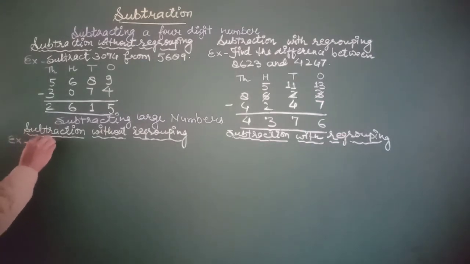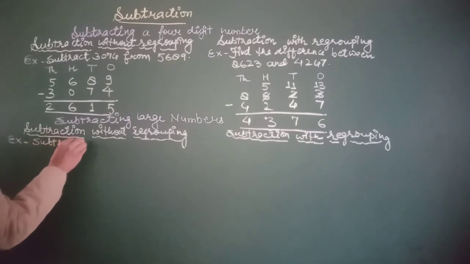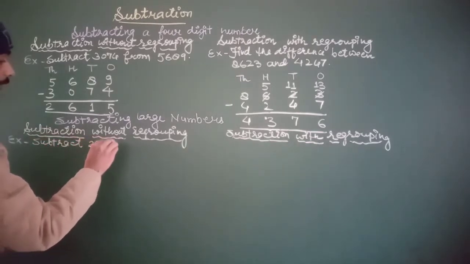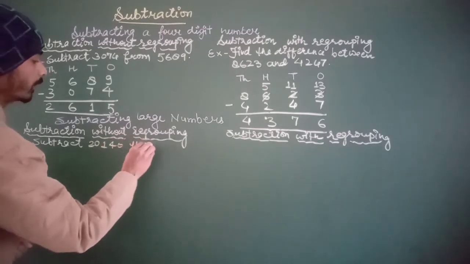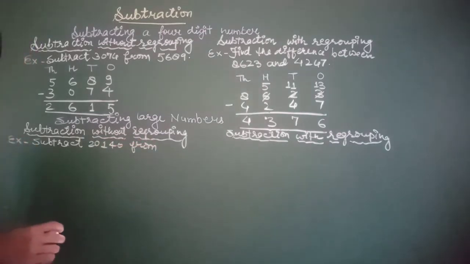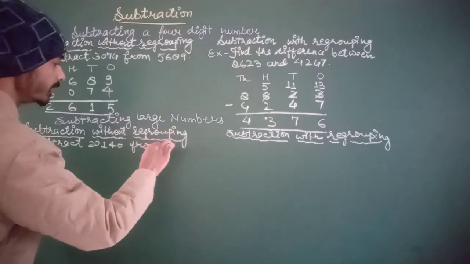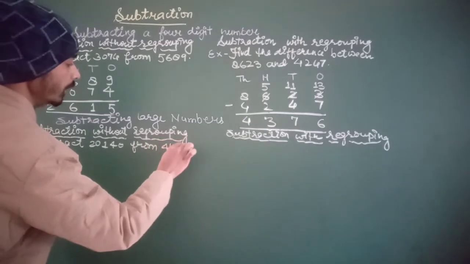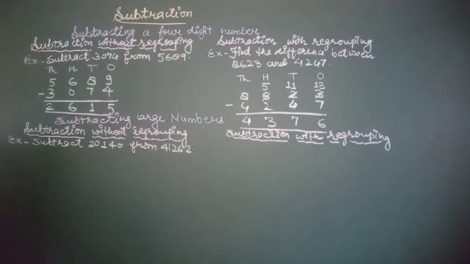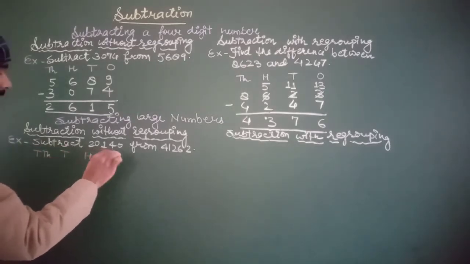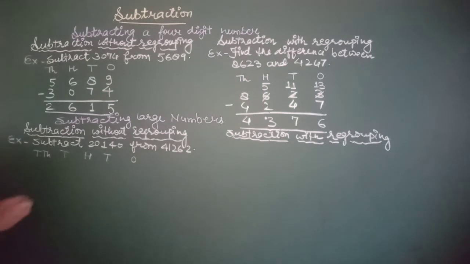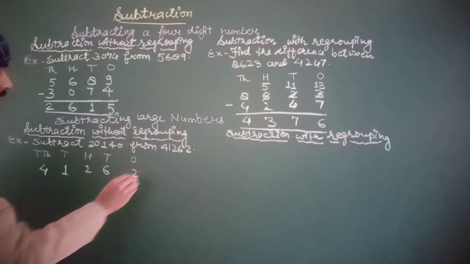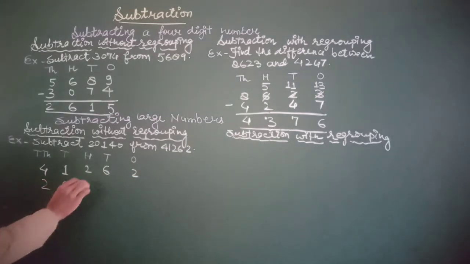Subtract 20,140 from 41,262. Write in columns, that is 10,000s, 1,000s, 100s, tens and ones. Firstly, we have to write 41,262 minus 20,140.